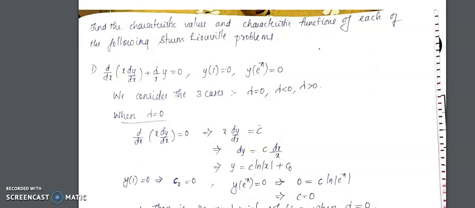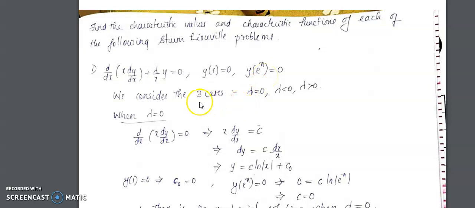Good morning all. In today's class, we'll look at a few more examples of Sturm-Liouville problems. The first question is to find the characteristic values and characteristic functions of the equation d/dx of (x dy/dx) plus lambda/x y equal to 0, given y(1) = 0 and y(e^pi) = 0.